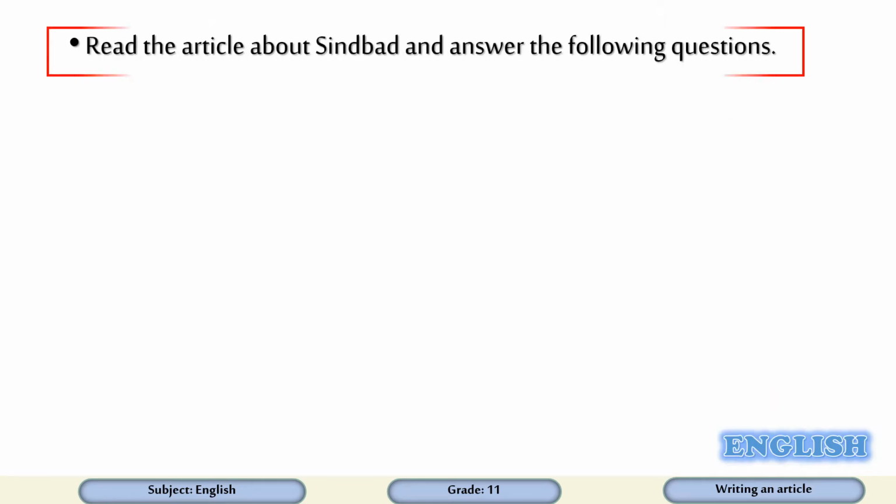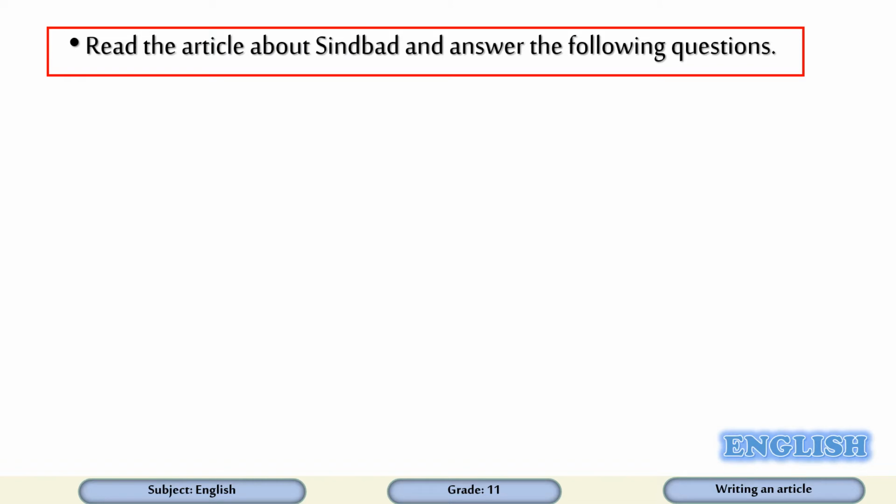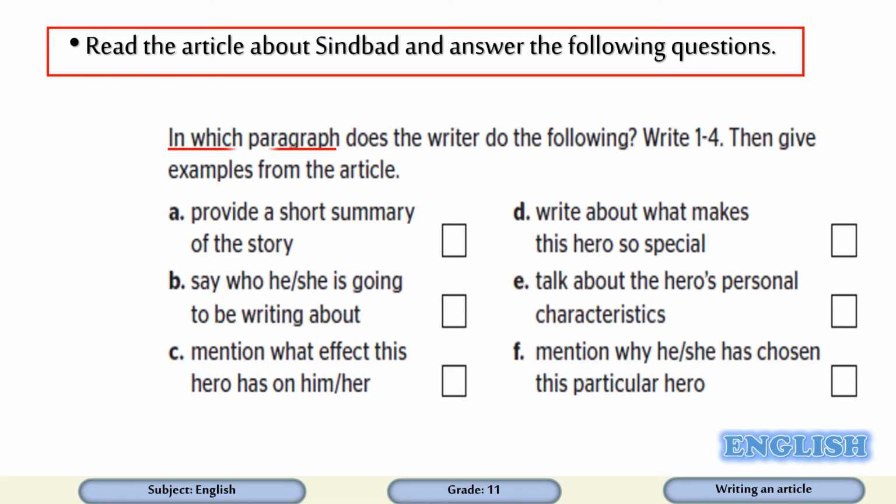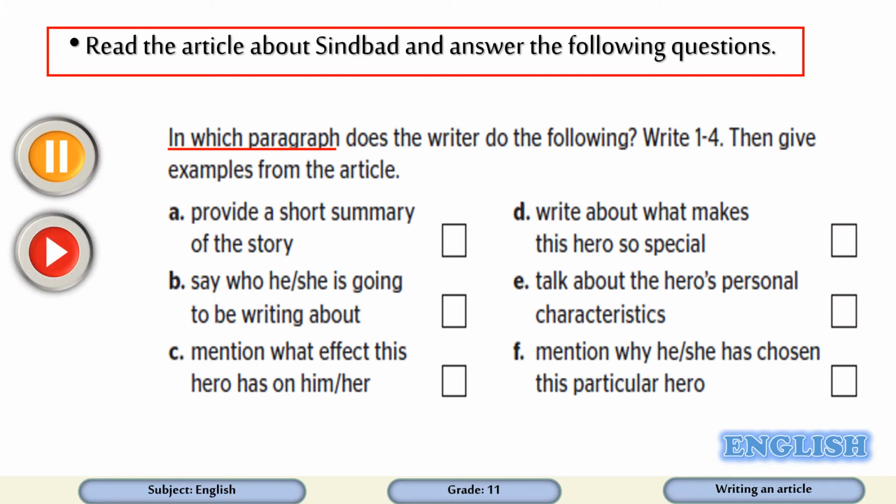Dear students, now it's your turn. Read the article about Sinbad and answer the following questions. In which paragraph does the writer do the following? Write the correct number of the paragraph, 1 to 4, then give examples from the article. Please pause the video for some time, move to the previous slide, read the article about Sinbad, the determined sailor, then find answers for the questions. After that, play the video again in order to check your answers. Now, let's stop for a while to read the article and find answers, then play the video again in order to check your answers.